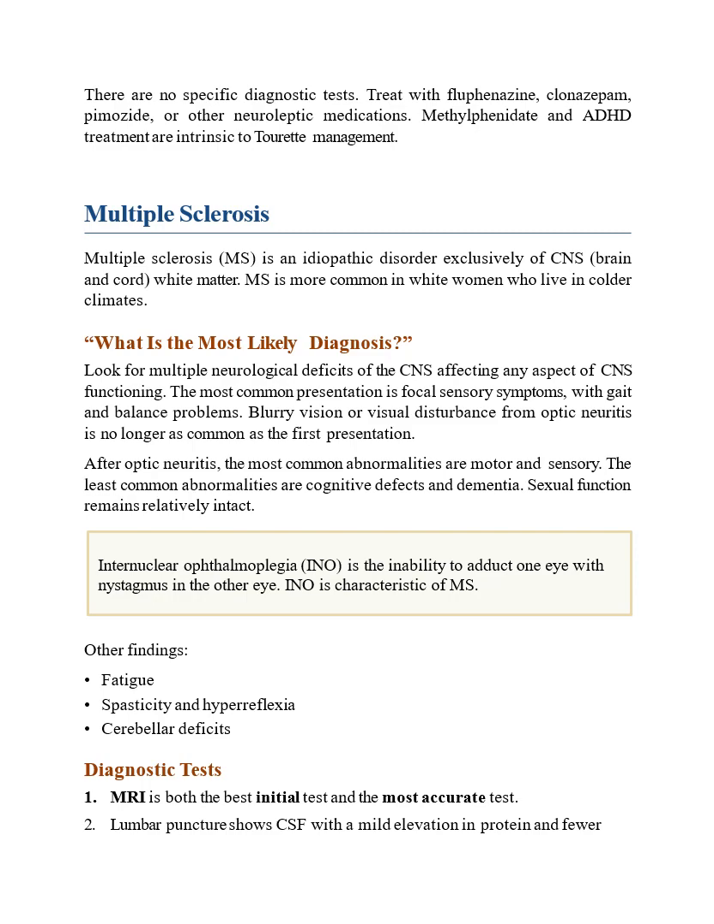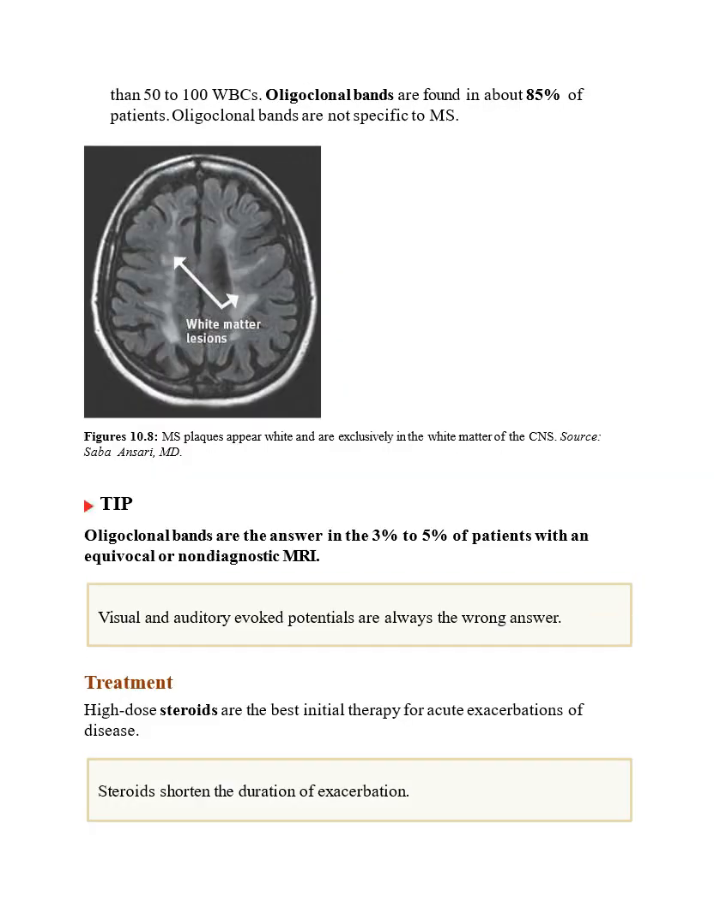The diagnostic tests for MS include MRI, which is both the best initial test and the most accurate test. Number 2, lumbar puncture, or LP, which shows CSF with mild elevation of protein. Let's go to the next slide, 31. And fewer than 50 to 100 WBCs. Oligoclonal bands are found in 85% of the patients.